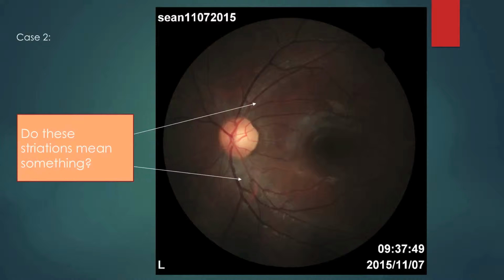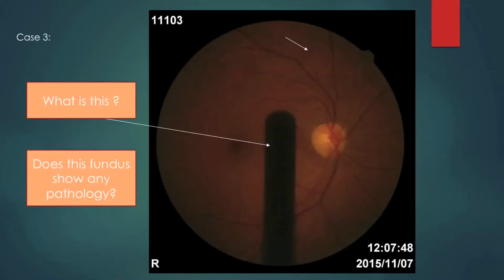The image shows striations coming away from the optic nerve head. Those striations are optic nerve fiber layer. So these are the nerve fibers that form the optic nerve. They are evidence of healthy tissue. Case 3.